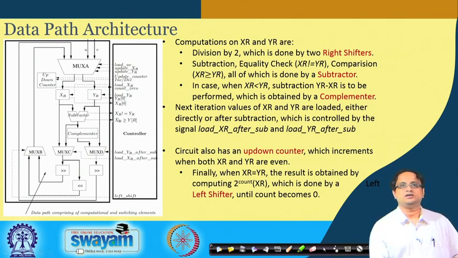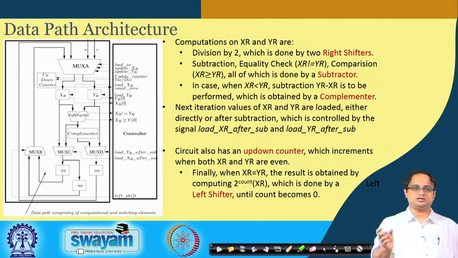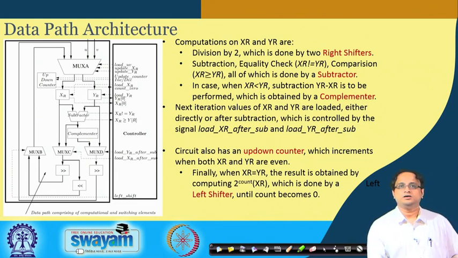So, what we do here is we place a subtractor followed by a complementer. The subtraction is a usual subtraction between XR and YR, and depending upon whether the result is negative or positive, you do a subsequent inversion of the result. So, if you do not want XR minus YR, you complement it to get YR minus XR. The circuit also has an up down counter, as I said.